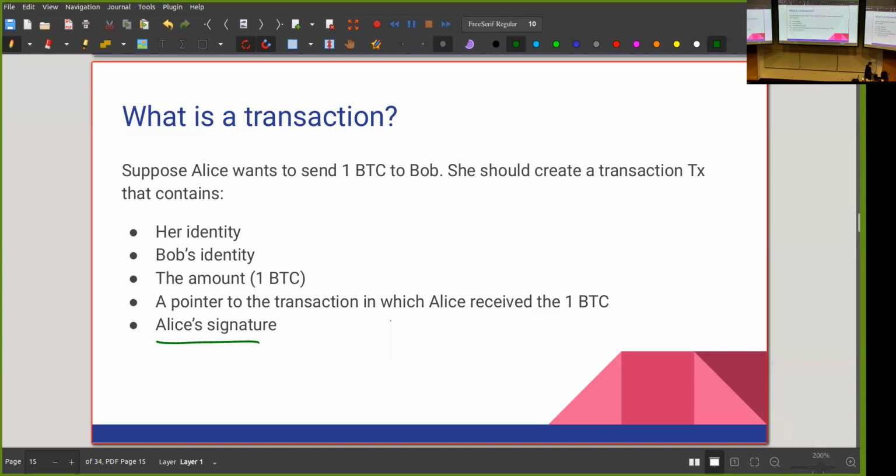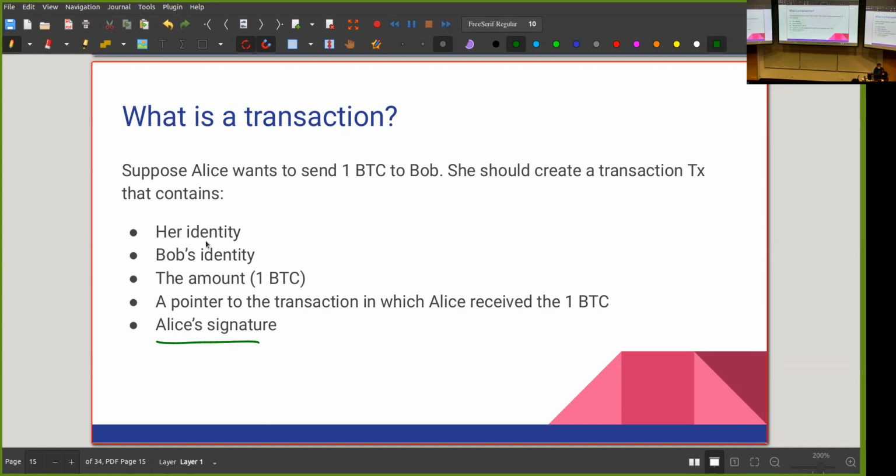But also, Alice has to prove that she really has the amount of coins that she's trying to send. And the way she can do that is that she can just point to a previous transaction and say, here's where I received my 1 Bitcoin. So I received my 1 Bitcoin at a transaction with the following number or the following hash. And now I'm spending that 1 Bitcoin here. I'm sending that 1 Bitcoin to Bob. So this is basically proof of ownership.